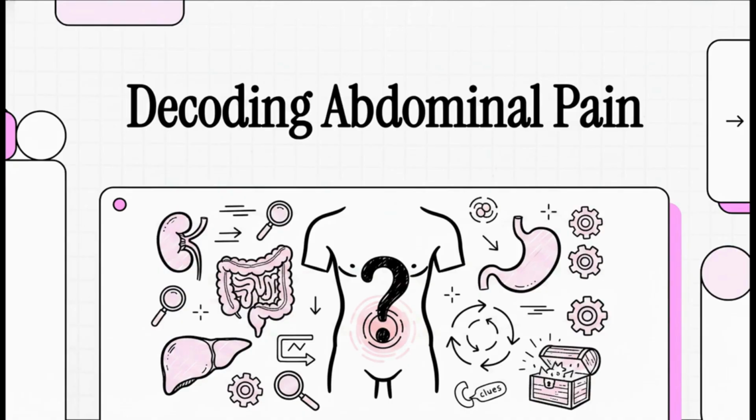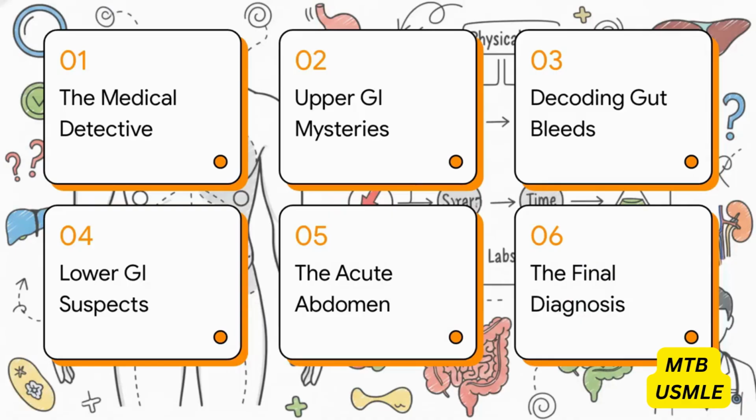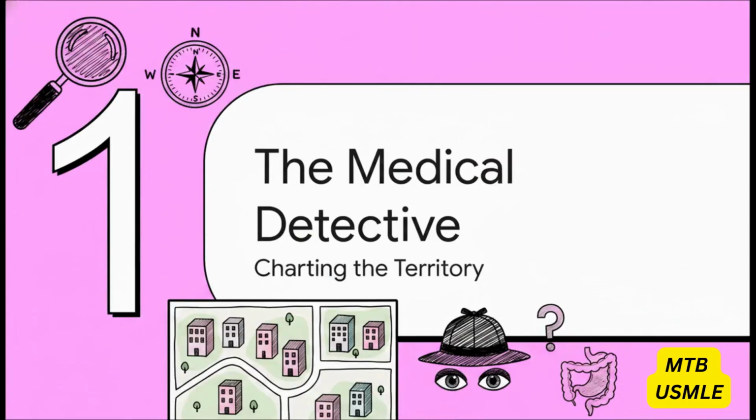You've got dozens of organs packed into this really tight space, and the clues? Well, they're usually kind of vague, confusing, or totally overlapping. But by using structured, algorithmic thinking, we can actually decode exactly what the body is trying to tell us. To do that, our investigation today is going to proceed top to bottom. We'll be covering the medical detective, upper GI mysteries, decoding gut bleeds, lower GI suspects, the acute abdomen, and finally, the final diagnosis.